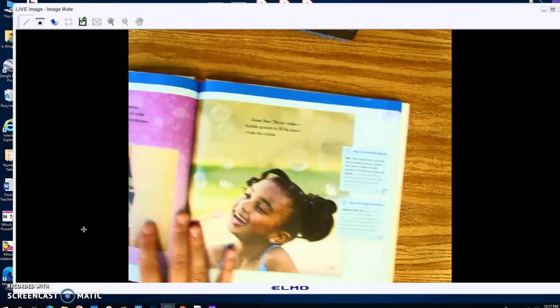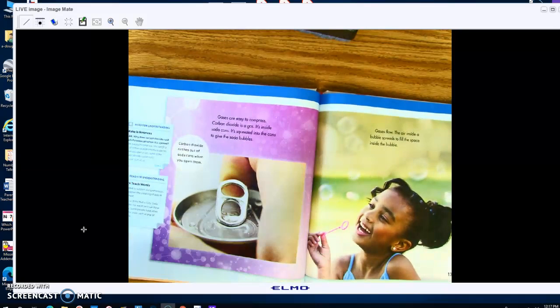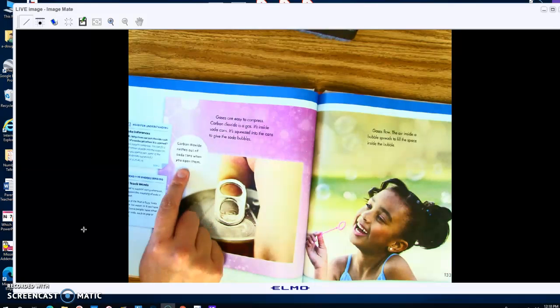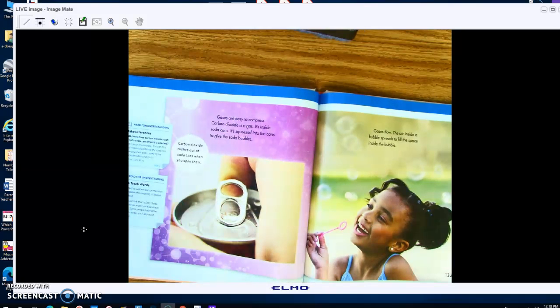Okay, next page. Gases are easy to compress. Carbon dioxide is a gas, and it's inside soda cans. It's compressed or squeezed into the soda can, so that when you open the soda can, it goes pop, and it makes a big fizzle sound, right? So it's squeezed in the cans to give the soda bubbles. Let's point to the caption. Carbon dioxide rushes out of soda cans when you open them. So it's squeezed in there, so when you open it, it rushes out. Okay?